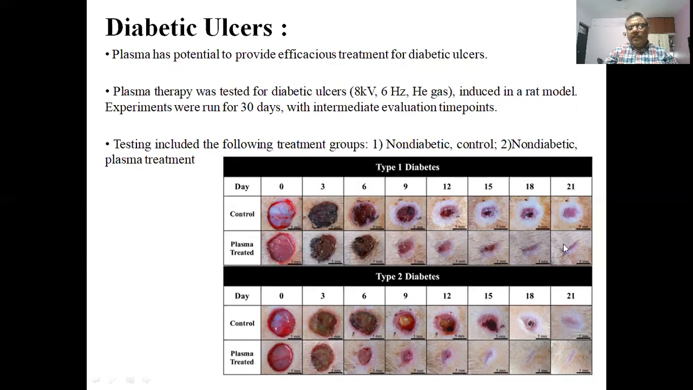This is the diabetic, this is type 1 diabetes and this is type 2 diabetes. This is without plasma, this is with plasma. You can see better results with the plasma treated ones in both cases.